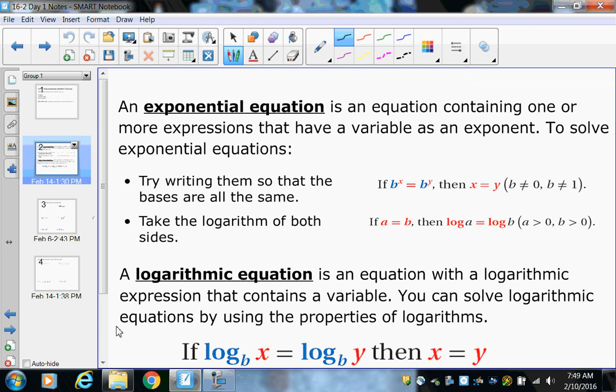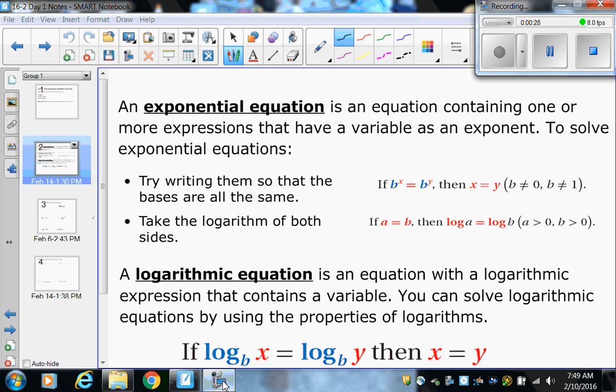So to start off with, an exponential equation is an equation containing one or more expressions that have a variable as an exponent. To solve exponential equations, first thing you're going to try and do is to write them with the same bases, because if they have the same base, then the exponents have to be equal. Or try taking the log of both sides, because if a equals b, then the log of one has to equal the log of the other.